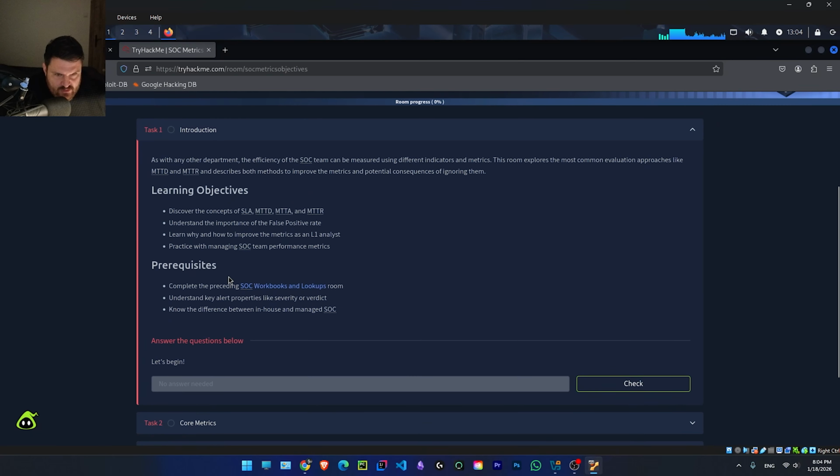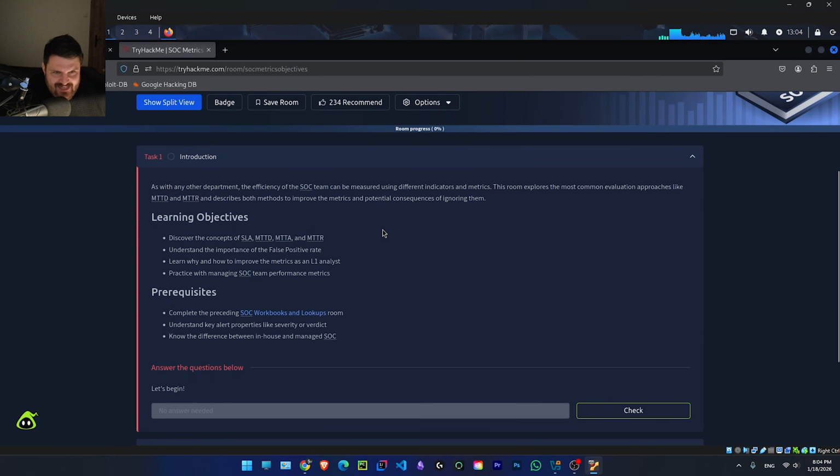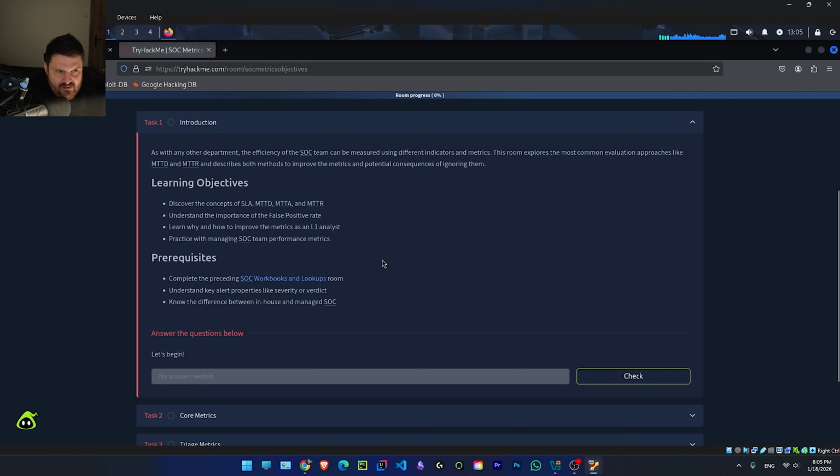Task number 1, introduction. As with any other department, the efficiency of the SOC team can be measured using different indicators and metrics. This room explores the most common evaluation approaches like MTTD and MTTR and describes both methods to improve the metrics and potential consequences of ignoring them.